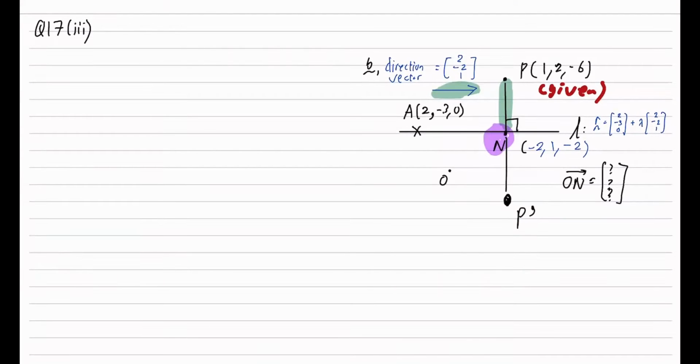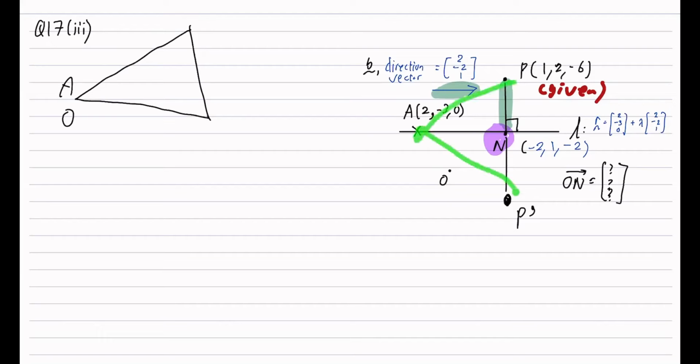So how? Let's say I draw a separate triangle. Do I use point A or do I use point O? Use point O. Point O, very good. Yes, much better. Why? Because it will be easier to get our vectors.